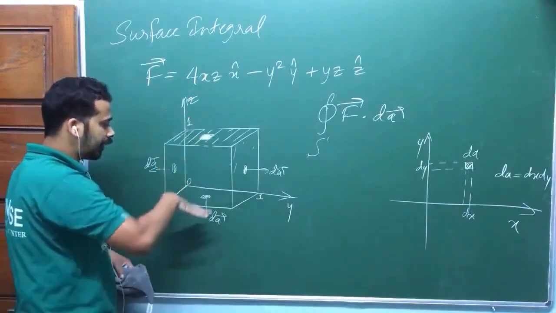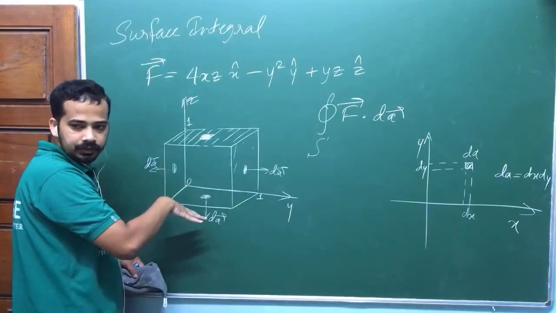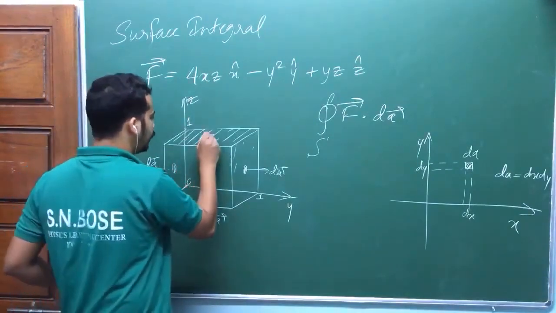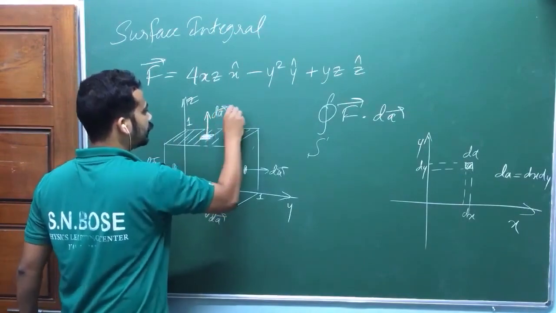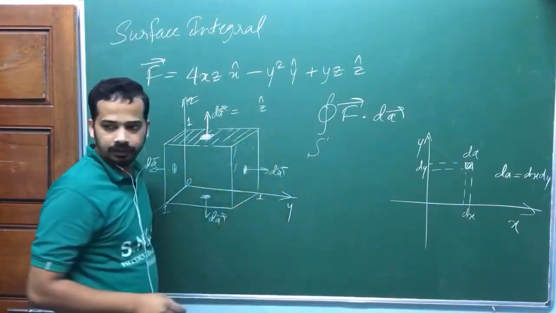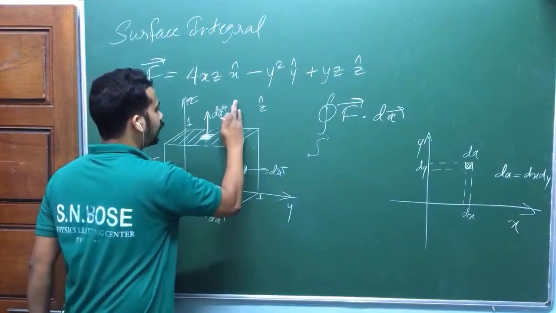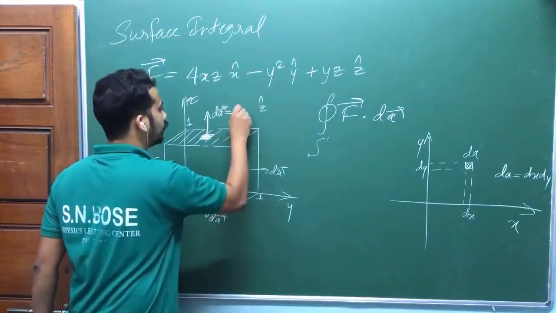Now this plane is parallel to the xy plane, isn't it? So that's why I know the direction of this area vector. What is the direction of dA vector? The direction I know, that's along z cap. Am I right? What is its magnitude? That magnitude is equal to dx into dy.